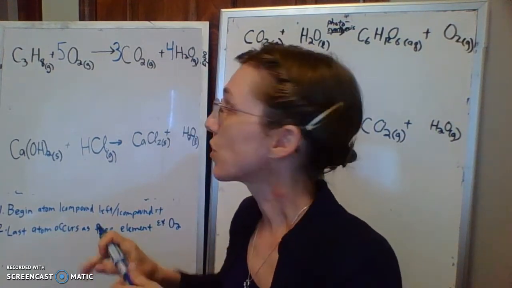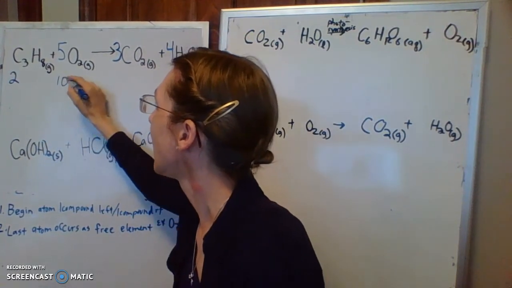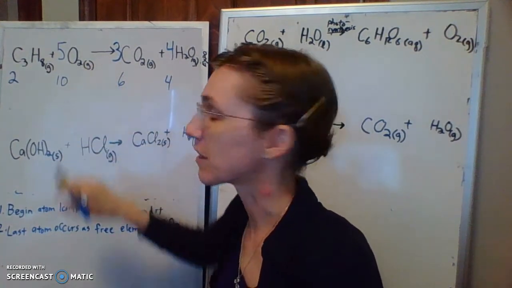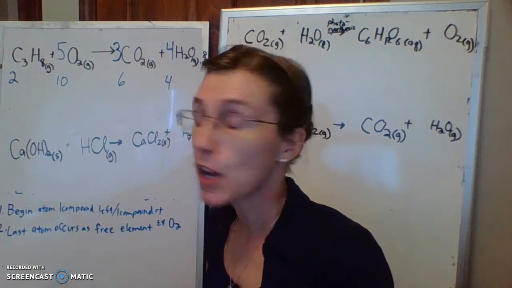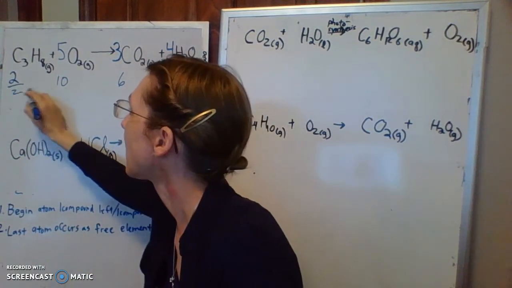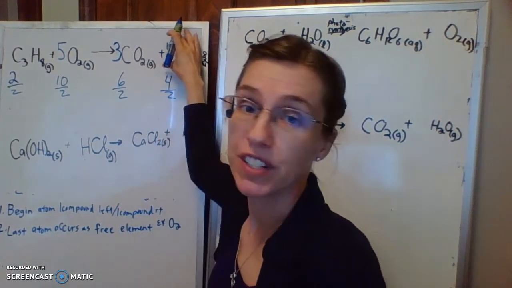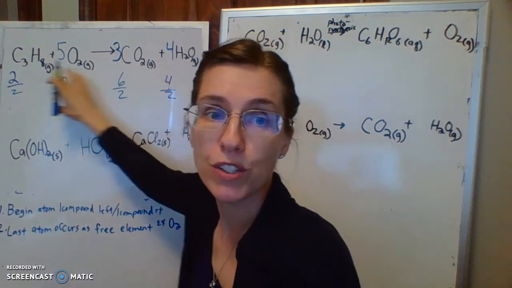Now, you could balance this and get these coefficients as well: 2, 10, 6, and 4. Those could be coefficients for this chemical equation. They're not the correct ones because each one of these can be divided by 2 to get the numbers that are up here. So always double check to make sure you have the lowest ratio.